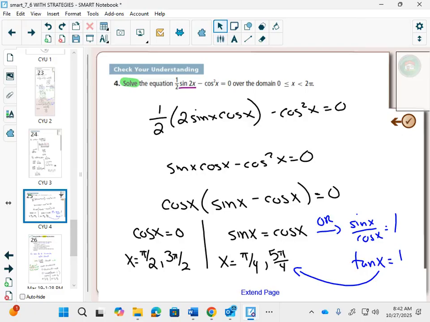Okay, questions to circle on this one are 12, 13, 14, and 15.